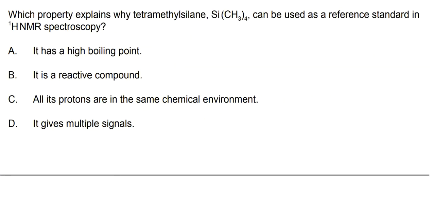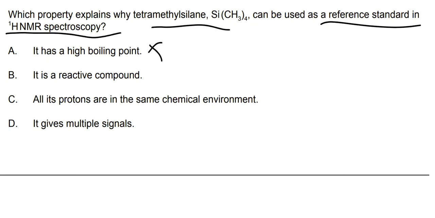Which property explains why tetramethylsilane can be used as a reference standard in HNMR spectroscopy? High boiling point, that's irrelevant. Reactive compound, that's irrelevant. All its protons are in the same chemical environment. That would mean it has a single peak, and it never gives multiple signals. C is the correct answer.